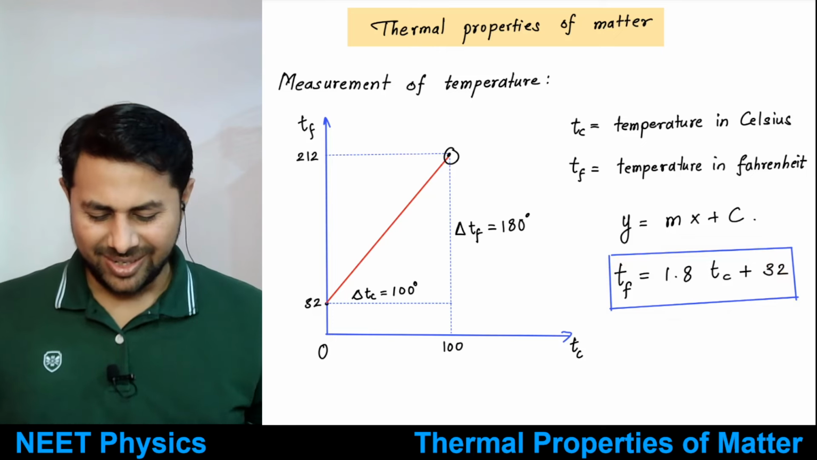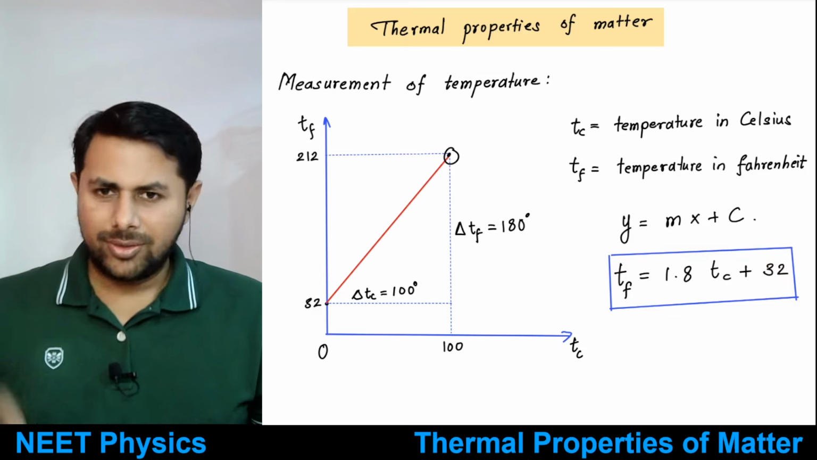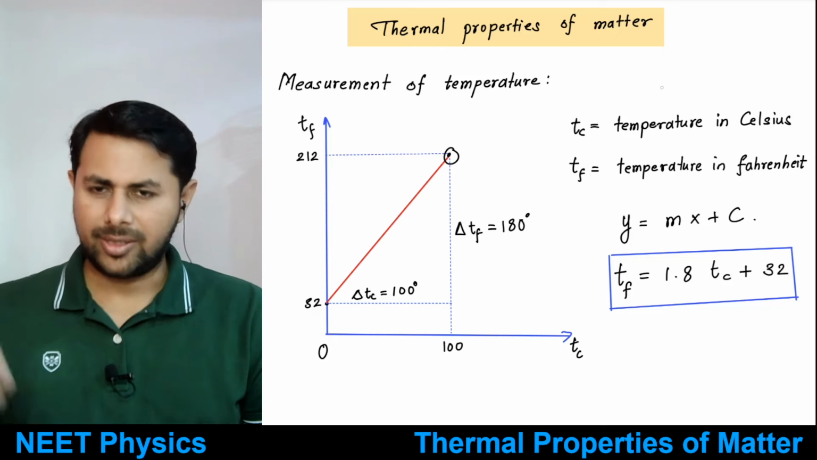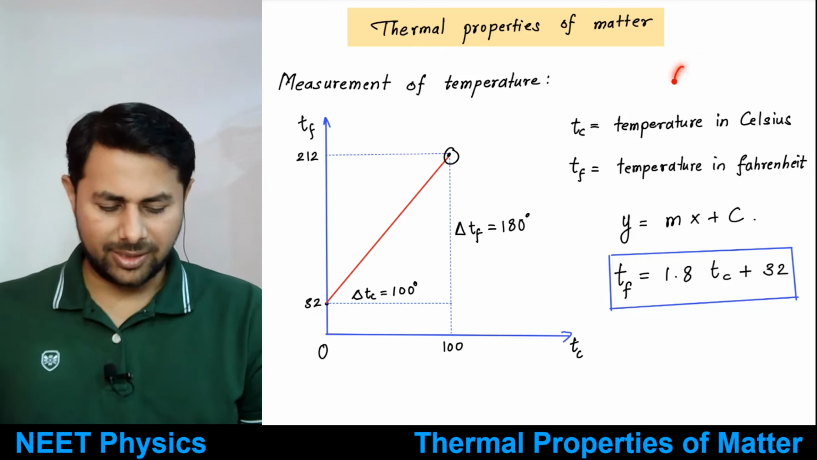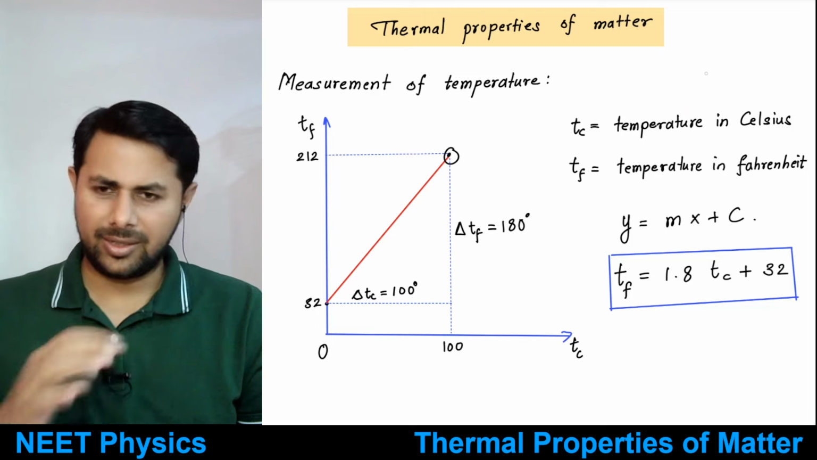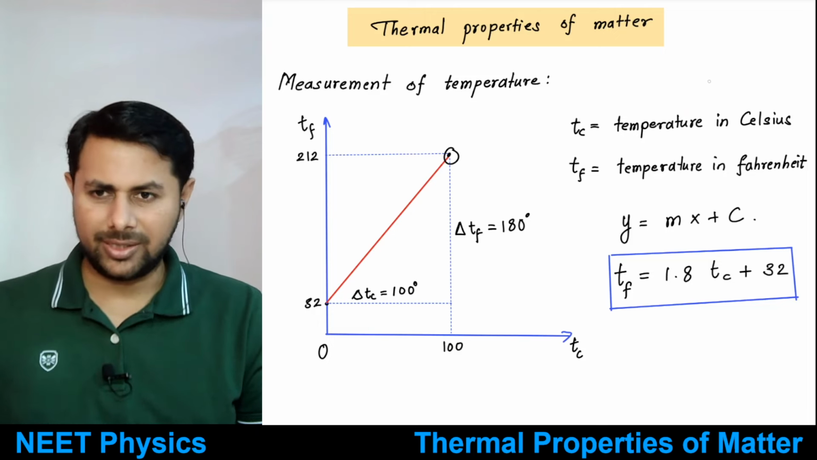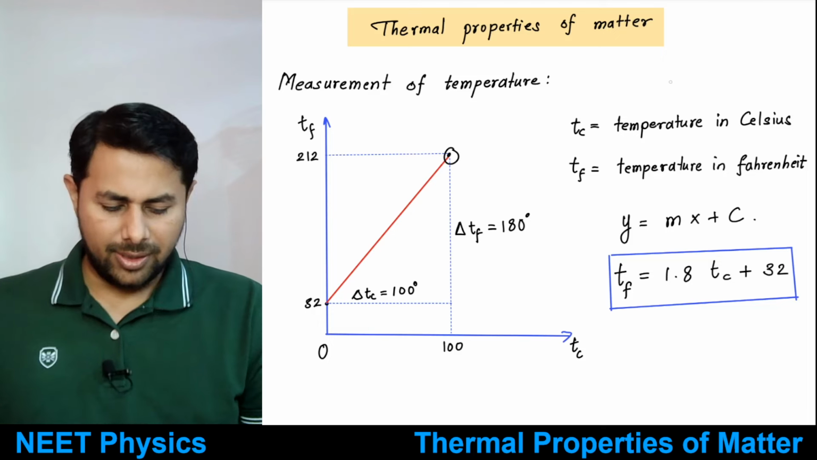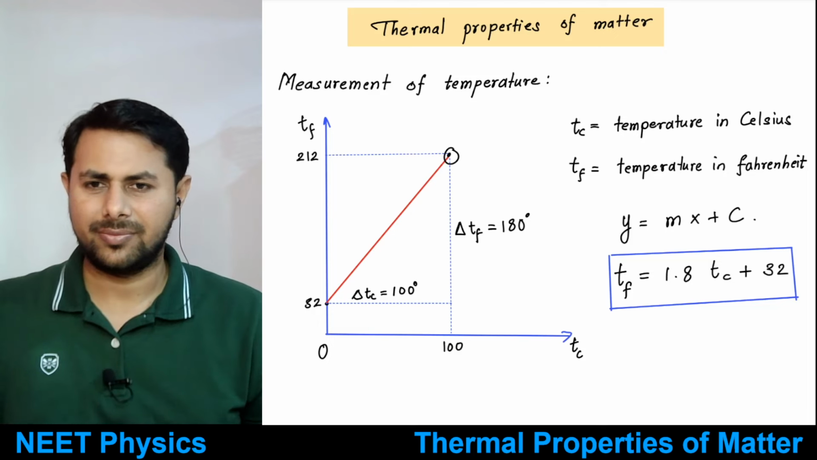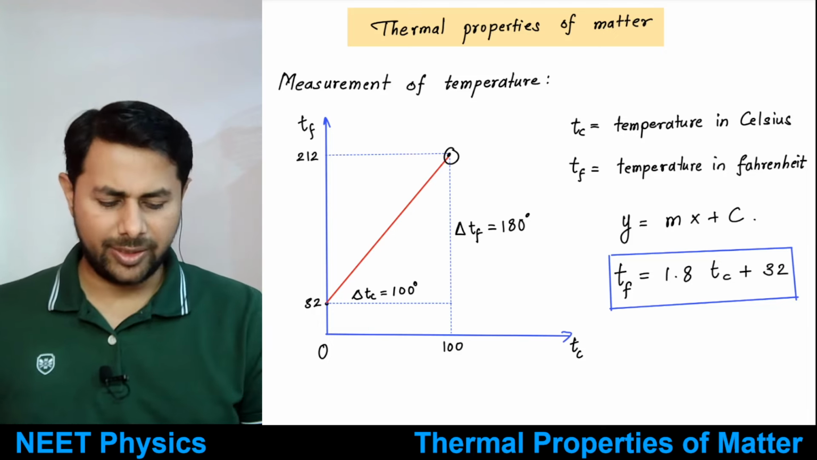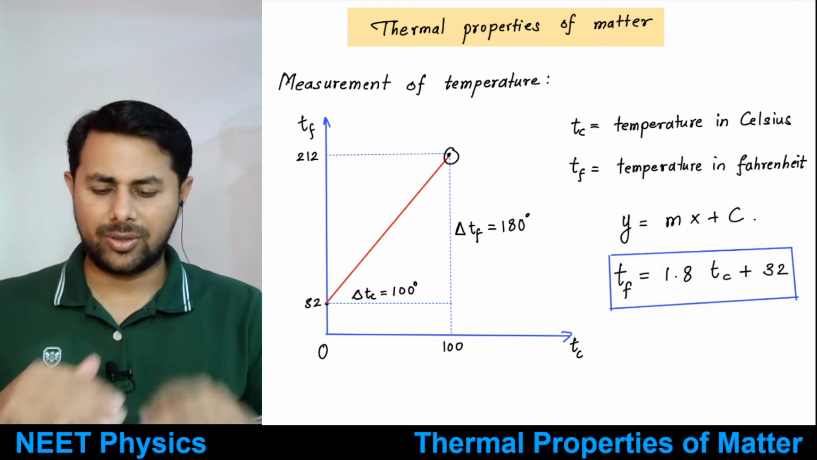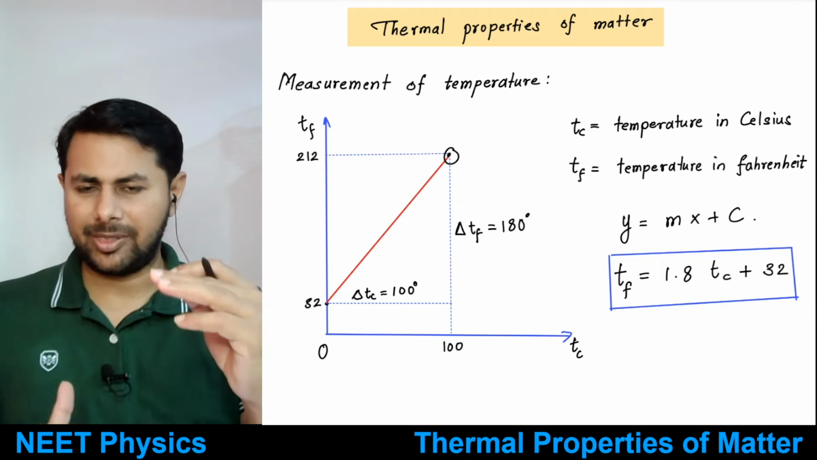Now in order to fix any scale, you need 2 points. Commonly chosen points are the melting point of ice, that's 0 degrees Celsius, or you can just say it is the ice point, because if you cool down the water, it will become ice at 0 degrees Celsius. So the ice point, the freezing point of water, and the boiling point of water. The freezing point of water is 0 degrees Celsius. The boiling point of water is 100 degrees Celsius.